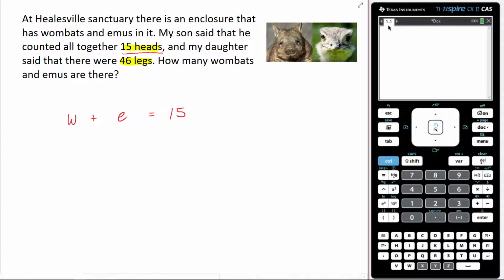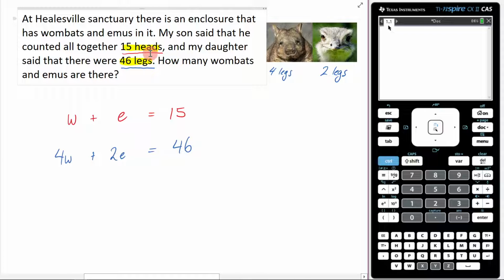Now, we can also write another equation from this, and that is there are 46 legs altogether. How many legs does a wombat have? A wombat has 4 legs. How many legs does an emu have? An emu has 2 legs. So to create an equation that represents this information, it's 4 times the amount of wombats plus 2 times the amount of emus that will give us the total amount of legs, which is 46. So now we've created 2 equations that represent the information here.